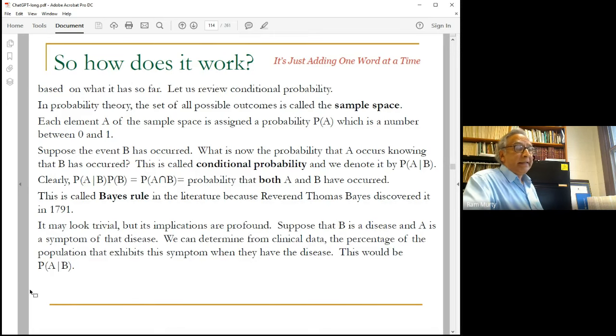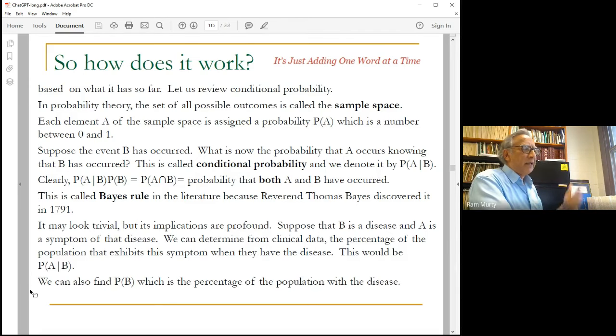Suppose B is a disease and A is a symptom of the disease. We can determine from clinical data the percentage of the population that exhibit the symptom when they have the disease. So that's why data is very important. You have tons of data, and from that data you can extract the probability of the symptom appearing whenever they have the disease. This would be P of A given B.